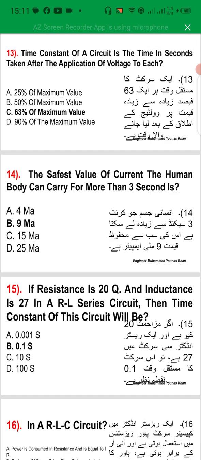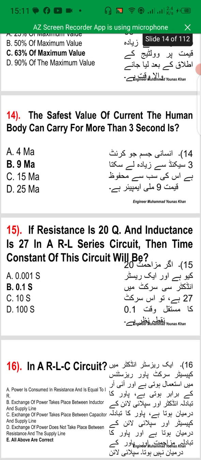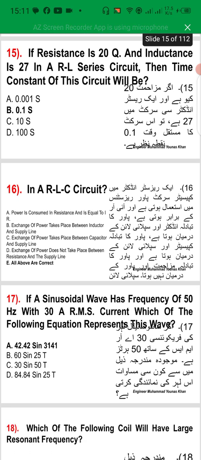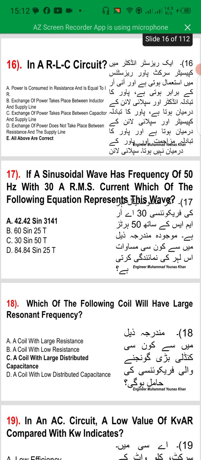Time constant of a circuit is the time in seconds taken after the application of voltage to reach 63% of maximum value. The safest value of current the human body can carry for more than 3 seconds is 9 milliampere. If resistance is 20 ohm and inductance is 2 henry in an RL series circuit, then the time constant of this circuit will be 0.1 second. In an RLC circuit, all of the above are correct.